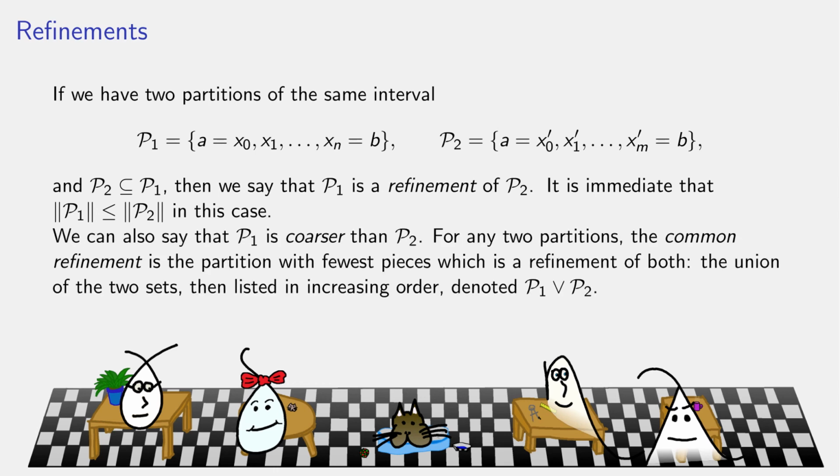Another way of phrasing this, which isn't terribly uncommon, is to say that P2 is coarser than P1. If P1 is a refinement of P2, then P2 is said to be coarser than P1.